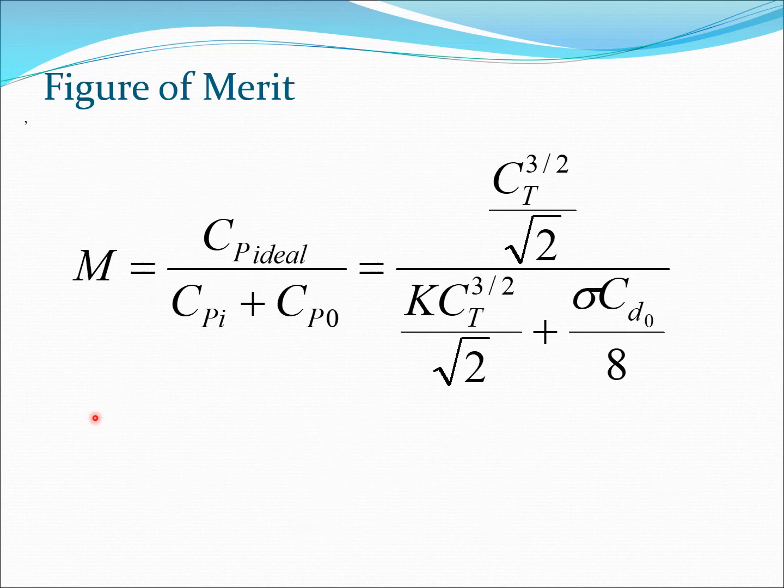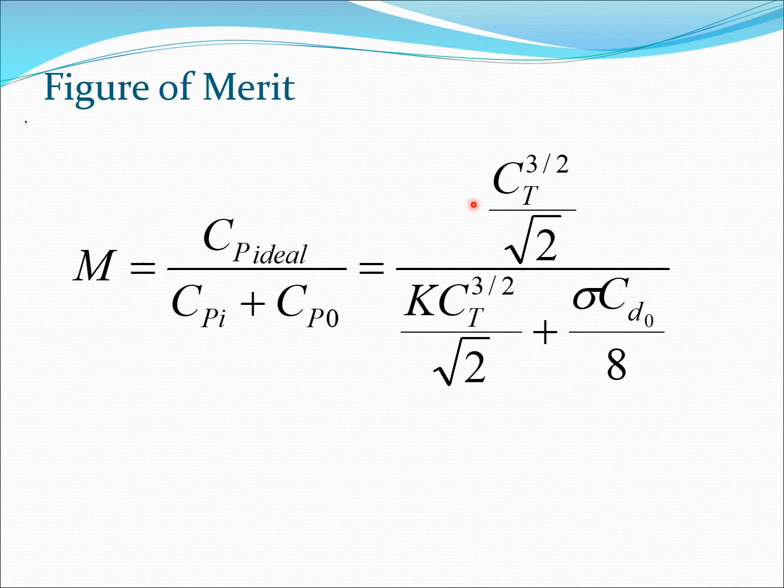So now we can get a better expression for the figure of merit which we discussed a few lectures before. If you recall that definition, M was given in this manner. Here you had this part which was Ct3 by 2 by root 2, and now we divide that by the complete power. So that's the induced power part and the profile power part. Now note that in the numerator term k is missing and in the denominator term k is there, because in the numerator you are essentially using the pure power as predicted by momentum theory, which does not include any losses.